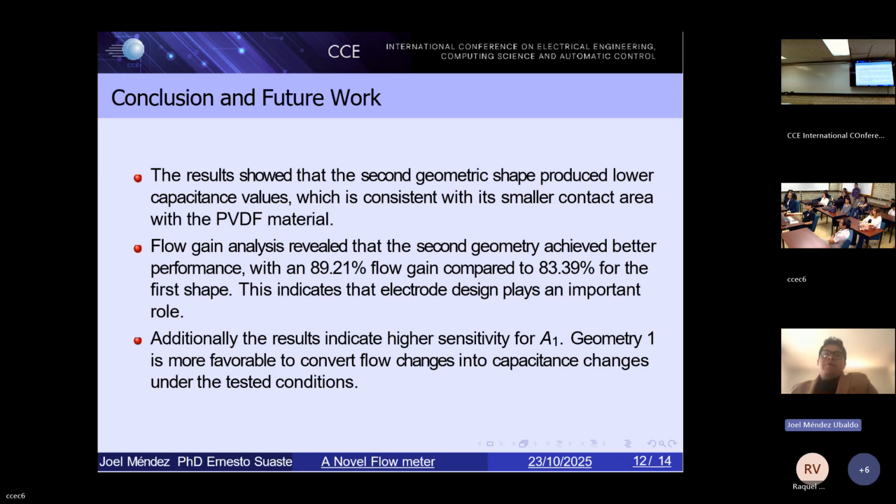And additionally, the results indicate a higher sensitivity for electrode A1, and geometry one is more favorable to convert strains into capacitance changes under the test conditions.